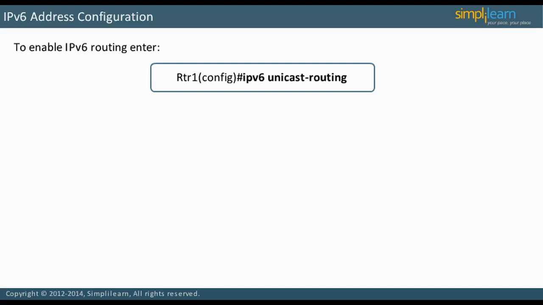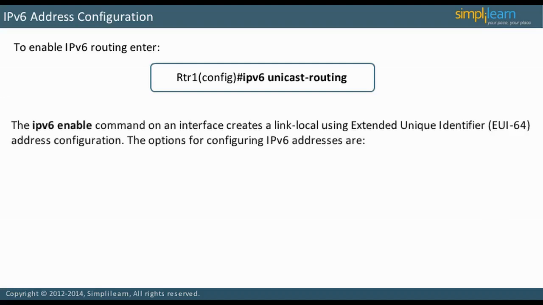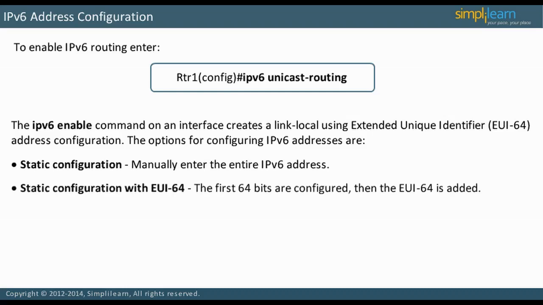Link local addresses are usually not configured manually. The ipv6 enable command on the interface creates a link local using a modified MAC address called an Extended Unique Identifier, EUI-64. There are 4 options for configuring IPv6 addresses. The first is static configuration, where the entire IPv6 address is manually entered. The second option is static configuration with EUI-64 address configuration. The first 64 bits are configured, then the EUI-64 is added.